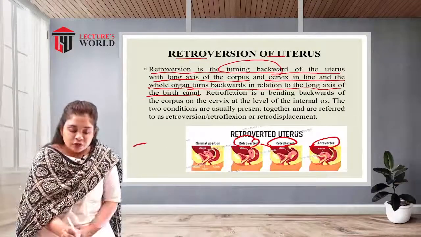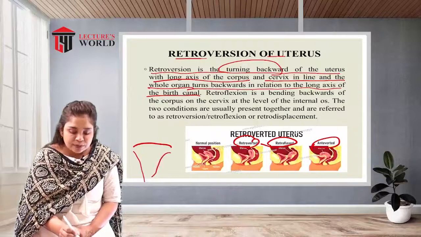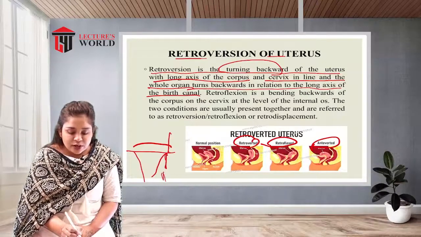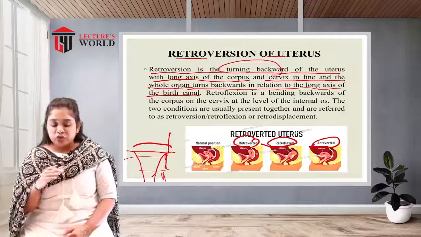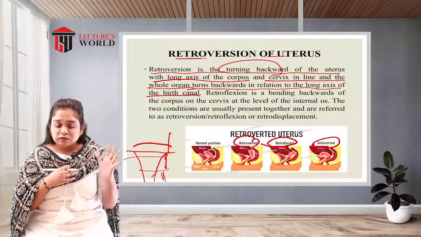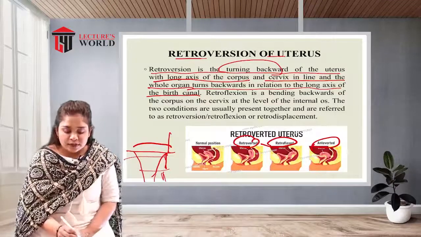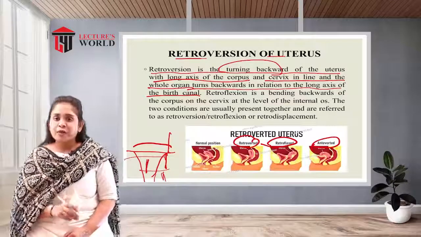If we talk about the normal uterus size and shape, this is the part of the fundus, this is the body, and this is the part of the cervix. This is how the uterus is divided. Here they are saying the corpus; the corpus means the body, that is also known as the corpus.